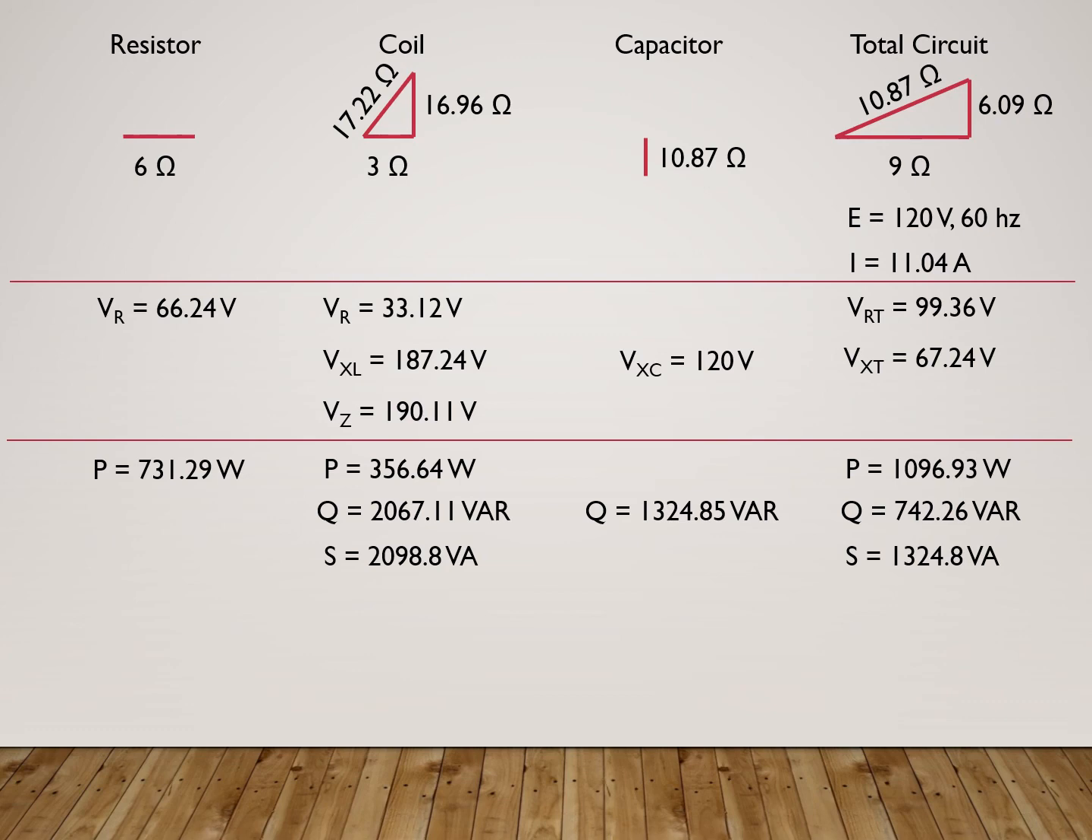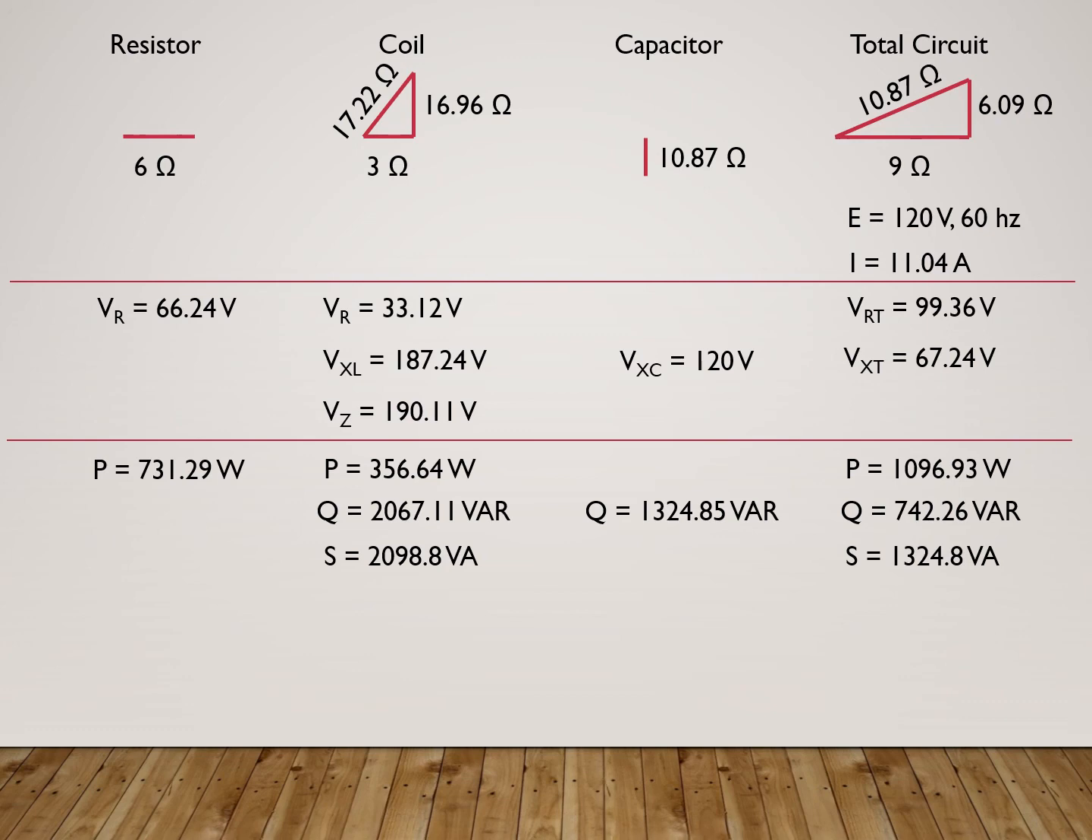I can also use the I squared times Z formula to double check that value. Once again, double checking is a very important thing to do. For my coil, I could have taken the 190.11 and multiplied it by my I, and that should have given me my 2098.8 as well. So double check, double check, double check.